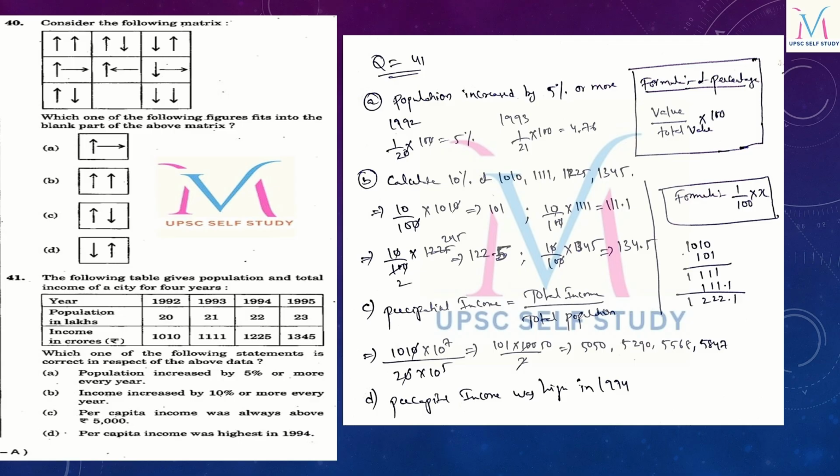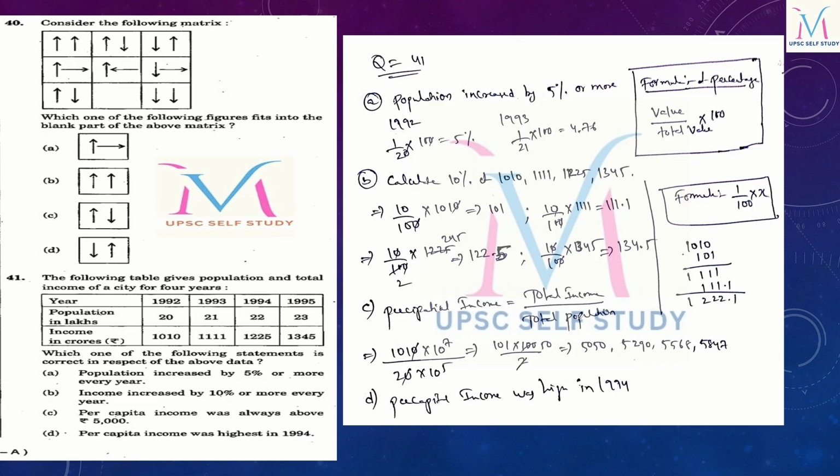In the same way we have to calculate 1% of the amount for 1010, 1111, 1225 and 1345. So the formula is 1 by 100 into x. Instead of 1 we have to put however much percentage we want. If you want to calculate 5 we can write 5, or if you want to calculate 20% we can write 20 by 100 into x. Now we want only 10%, right?